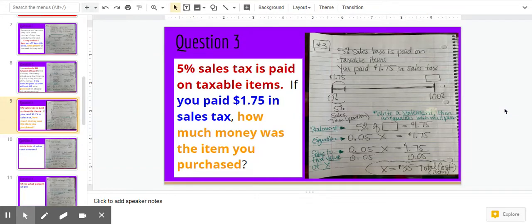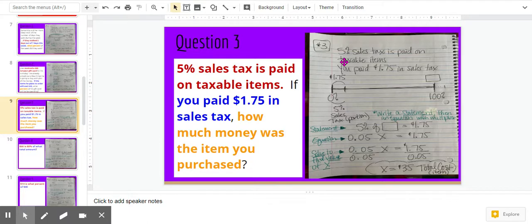Let's look at how to solve this problem. 5% sales tax is paid on taxable items. If you paid $1.75 in sales tax, how much money was the item you purchased? 5% is representing the part that is added on as tax. So it's based on a part of the total ticket price of whatever you bought or the multiple items total. It's a part of that.